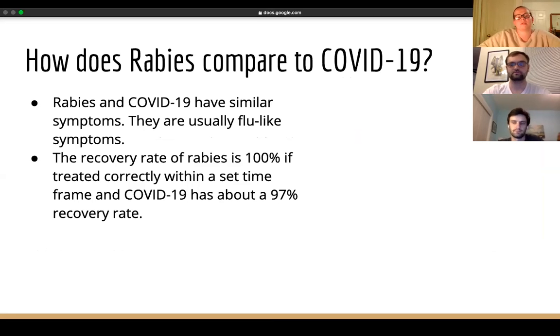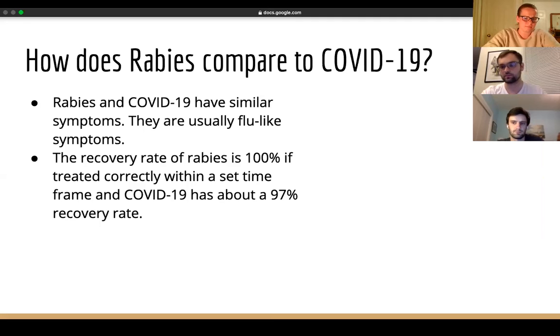So rabies is somewhat similar to COVID-19. They have really similar symptoms, like the flu. Some of the symptoms of rabies are fever, headache, nausea, vomiting, agitation, anxiety, hydrophobia, and hallucinations, and then ultimately death if it's not treated within a certain amount of time. And some of the symptoms of COVID are nausea, difficulty breathing, fatigue, vomiting, loss of taste and smell, and coughing.